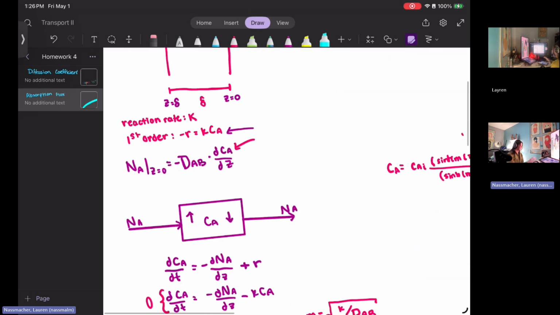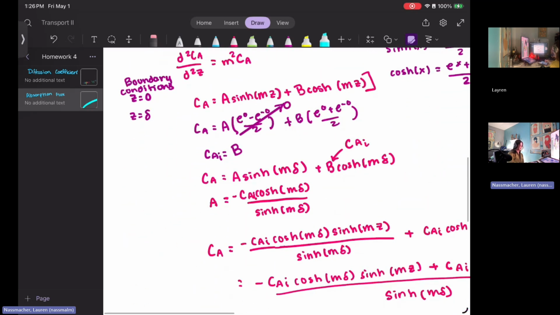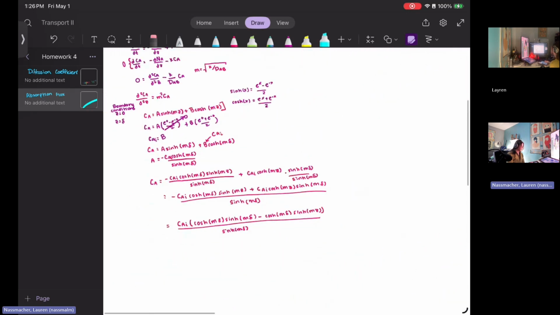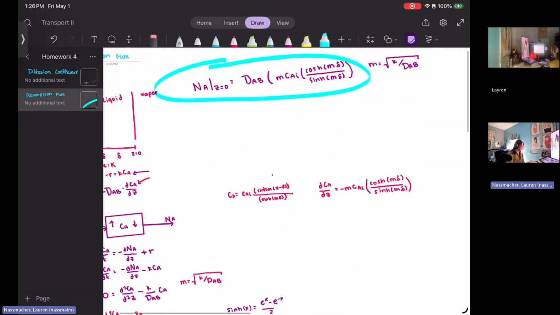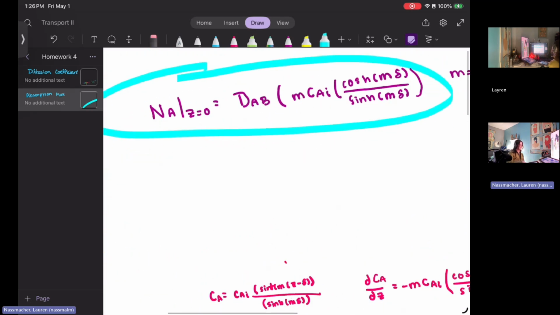Steady state, we used Fick's law, we used first order reaction rate, we derived an equation using our differential equation identities, and then our sine and cosine identities, and plugged it all back into Fick's law to determine that this is our final equation for our absorption flux.